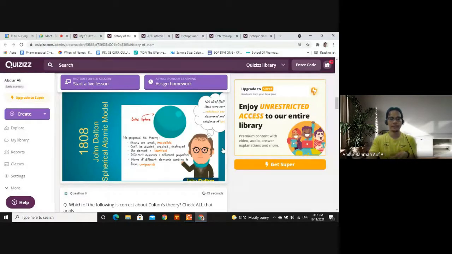Number 4 is different elements have different properties. So atoms of different elements have different properties. Sifat dia berbeza, sifat kimia dan sifat fizikal. And number 5, atoms of different elements combine to form compounds.